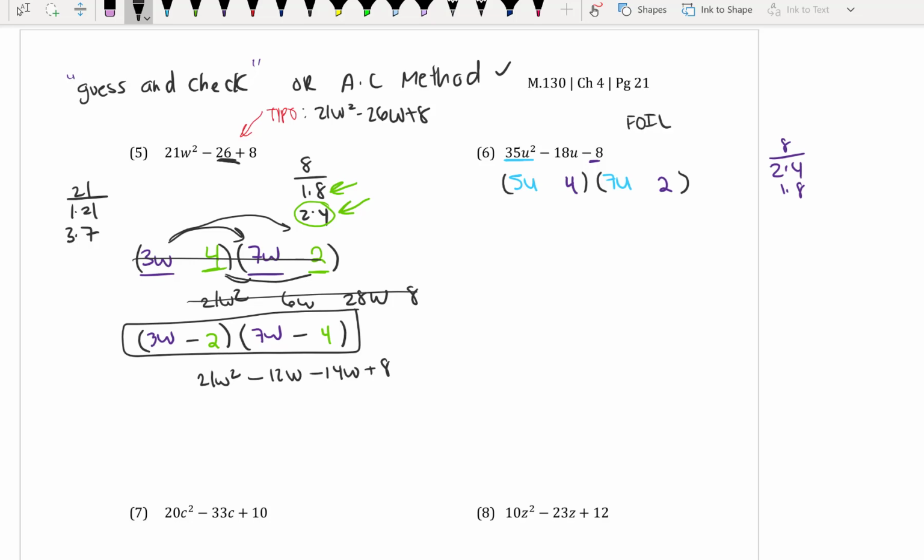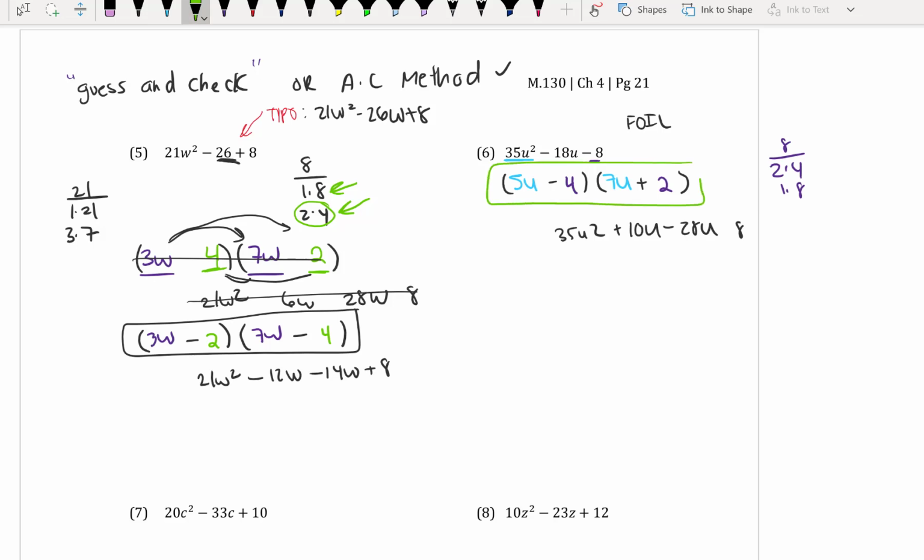So 5 times 7u is my 35u squared. 5u times 2 is a 10u. 7 times 4 is my 28u, and 4 times 2 is 8. So can 10 and 28 combine to give me a negative 18? Yes, it can if I have a negative 28 and a positive 10. So I'm going to have a positive 2 and a negative 4. And negative 4 times a positive 2 is a negative 8.